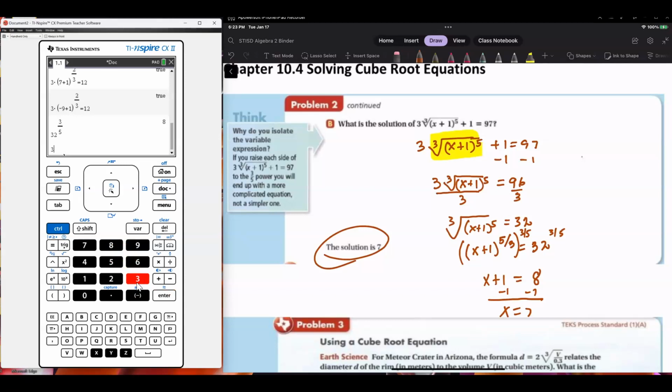So you have 3 times the cube root. I'm going to use parentheses. 7 plus 1, close parentheses, raised to the 5th power. And then on the outside of the radical, I have plus 1 equals 97. And now I will check if this comes out to a true statement, and it does.